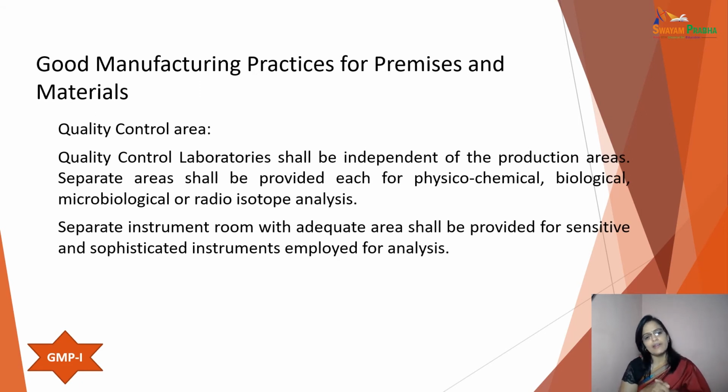Next is quality control area. Quality control laboratories shall be independent of production area. That means there should be a complete setup, a different setup for the quality control area. Separate area shall be provided each for physicochemical, biological and microbiological and for radio isotope analysis. A separate instrument room with adequate area shall be provided for sensitive and sophisticated instruments employed for analysis.